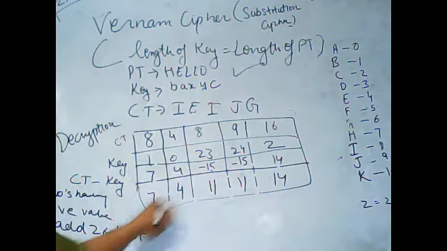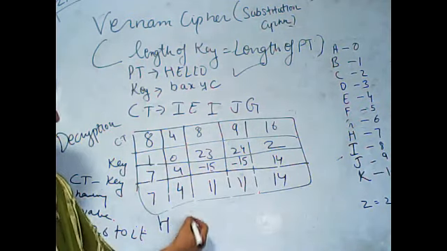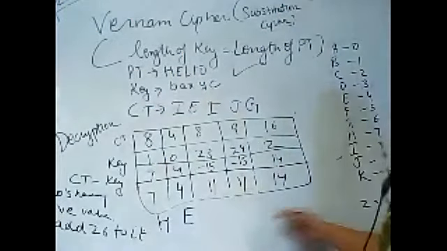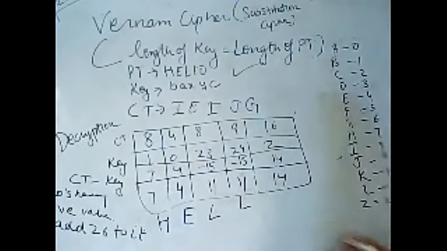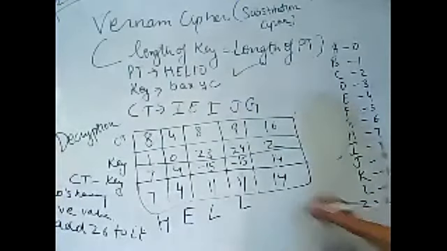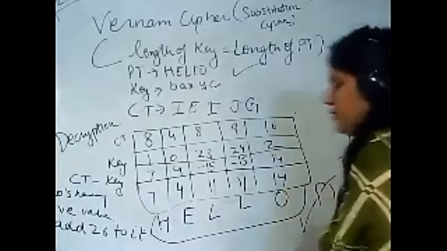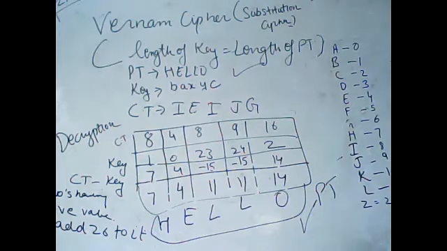If you see the corresponding letters, for 7 we are having H, for 4 we are having E, for 11 we are having L, and for 14 what value are we having? That is O. So this is the plain text that we have received. These are the particular algorithms that we needed to discuss in this session.